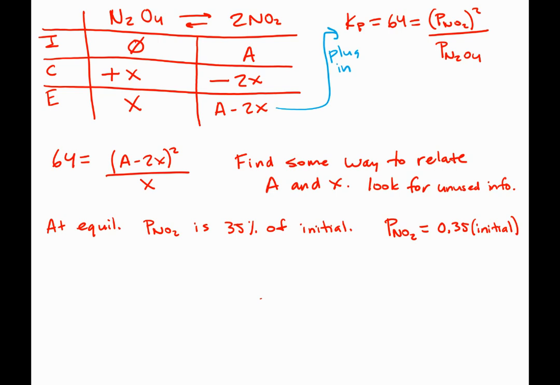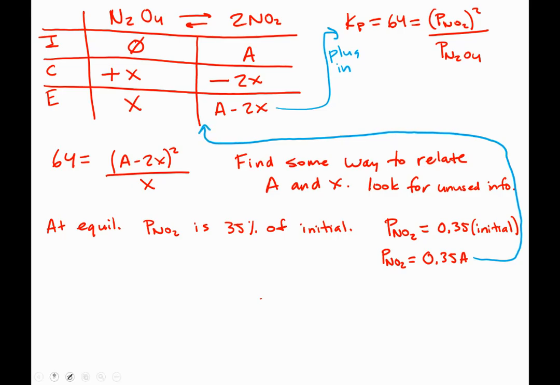Now, we had defined in this problem that the initial pressure of NO2 was A, so we can say that the pressure of NO2 at equilibrium is equal to 0.35 times A. Having said that, we can take this expression, PNO2 at equilibrium is 0.35 times A, and incorporate that information into what we have in the ICE table, right? We could just put it here and say that A minus 2x is the same thing as 0.35A. Therefore, what we can come up with is our equation.